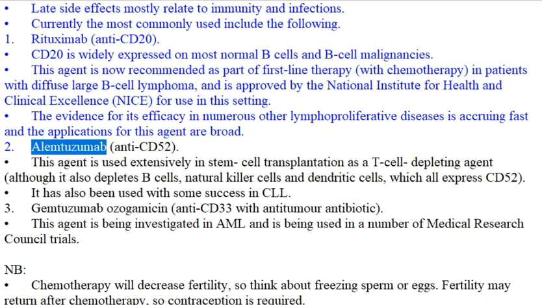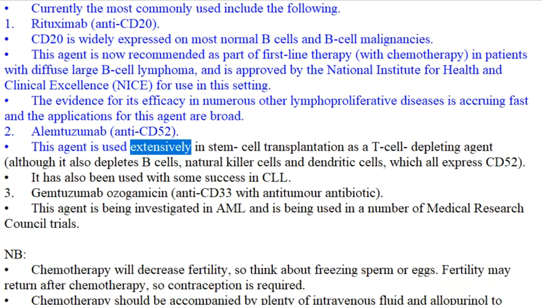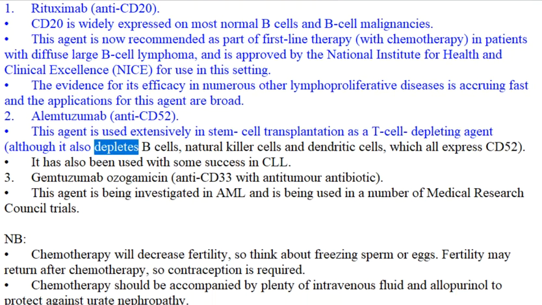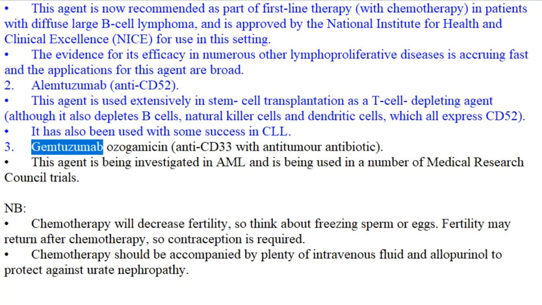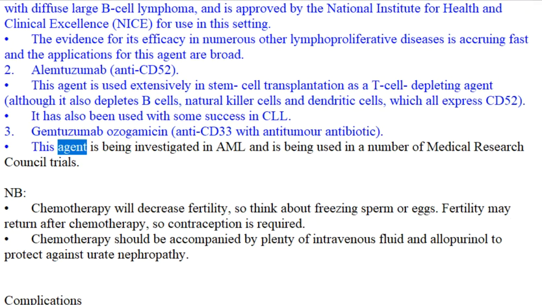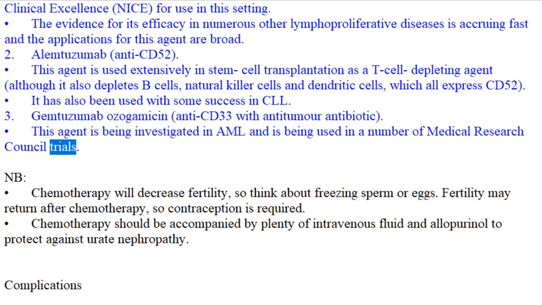2. Alemtuzumab, anti-CD52. This agent is used extensively in stem cell transplantation as a T-cell depleting agent, although it also depletes B cells, natural killer cells and dendritic cells, which all express CD52. It has also been used with some success in CLL. 3. Gemtuzumab ozogamicin, anti-CD33 with anti-tumor antibiotic. This agent is being investigated in AML and is being used in a number of medical research council trials.